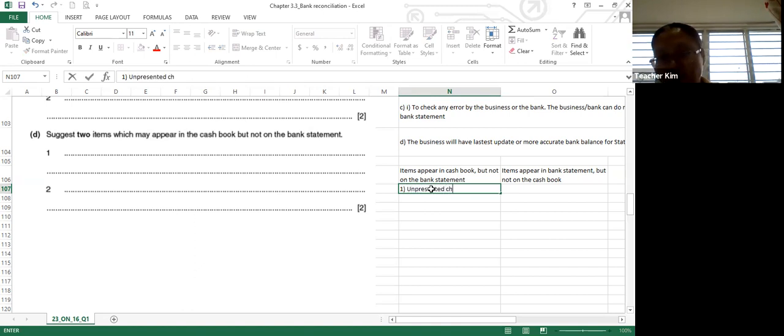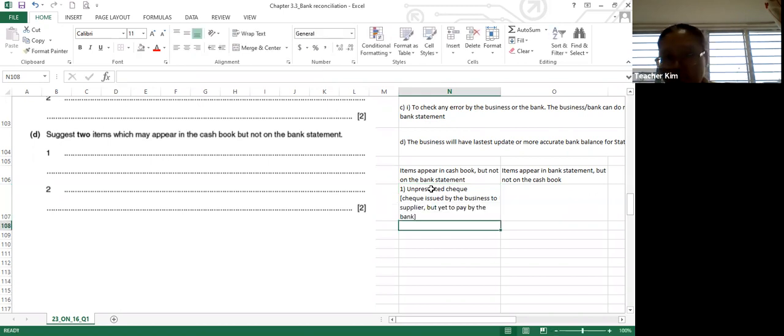unpresented cheque. An unpresented cheque is the cheque issued by the business to a supplier, yet to be paid by the bank. So there is an unpresented cheque.